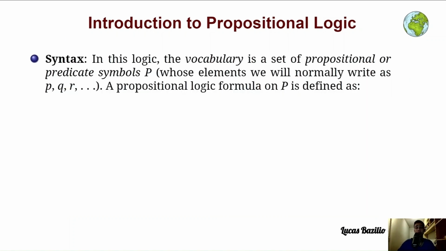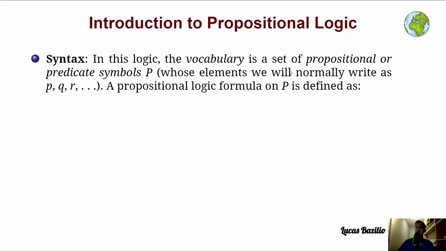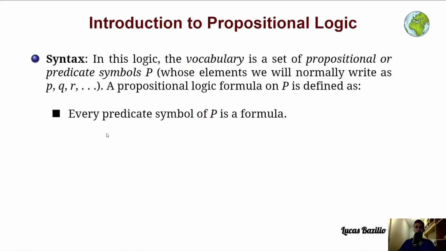In propositional logic, the vocabulary is a set of propositional or predicate symbols P, whose elements we will normally write as P, Q, R, and more. And we define a propositional logic formula on the set of predicate symbols P in the following way. And this is very important. First of all, every predicate symbol of P is a formula.